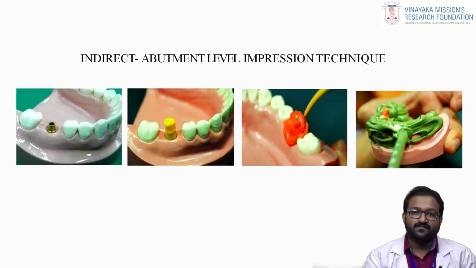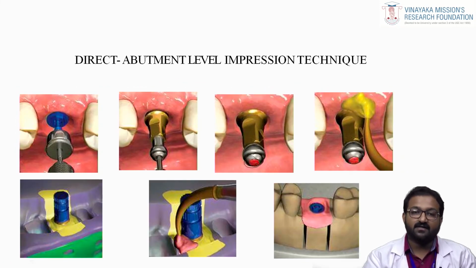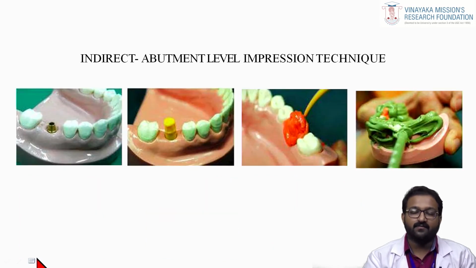So, the next one is, the first classification is direct abutment level. So, you are going to directly pick up the abutment. So, the second one is indirect method of abutment level impression technique.